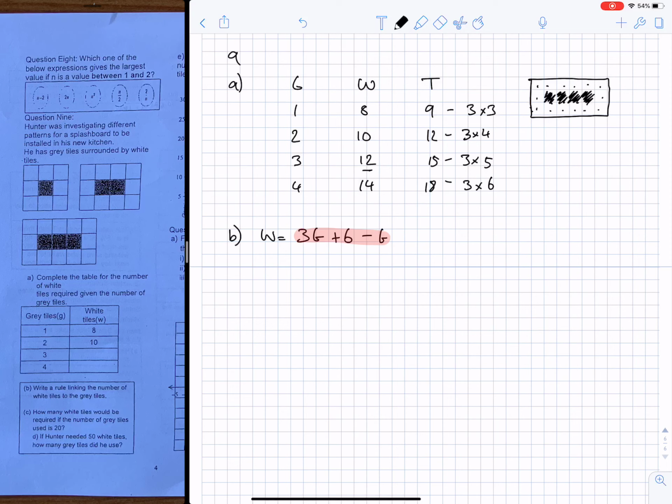Okay, C. How many white tiles would be required if the number of grey tiles used is 20? So grey tiles equals 20, so calculate white tiles, which is 3 times 20 plus 6 minus 20. So 3 times 20 is 60, so 60 plus 6 minus 20, which equals 60 minus 20 is 40, 46. 46 white tiles will be needed.